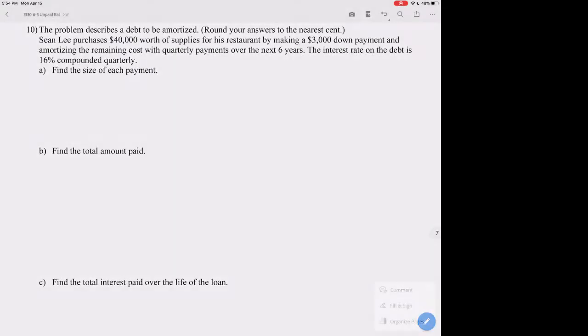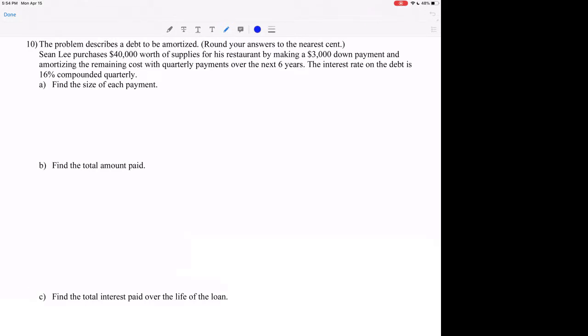Now, I'm going to scroll down for question 10. You're going to have your purchase price minus your down payment, and that is going to equal your loan amount. So the problem describes a debt that's amortized. They purchase it for $40,000. They make a down payment of $3,000 and then they take out the loan for the rest.